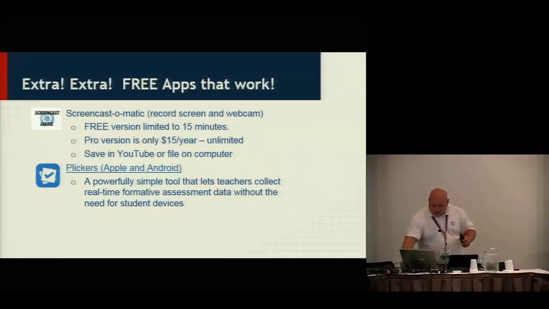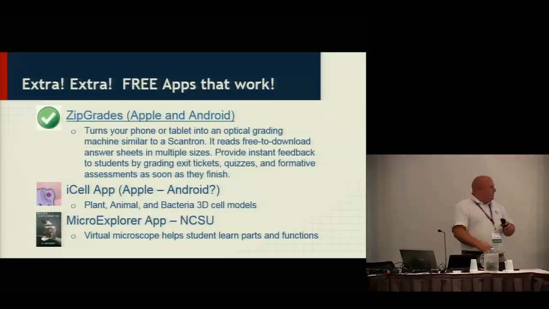And I know I'm out of time, but 3 other ones here. One of them is related to, again, grading, ZipGrade. This turns your phone or tablet into an optical grading machine, like a Scantron. It reads free to download answer sheets. There's Scantron sheets that you have to buy and send through the Scantron machine. You don't have to do that. It's a free sheet that you can download, and they have different versions. I think there's like 20 questions, 50 questions, or 100 question bubble sheet, basically.